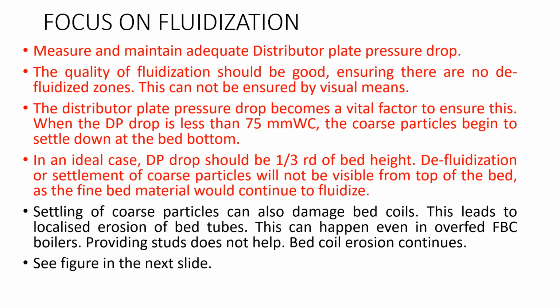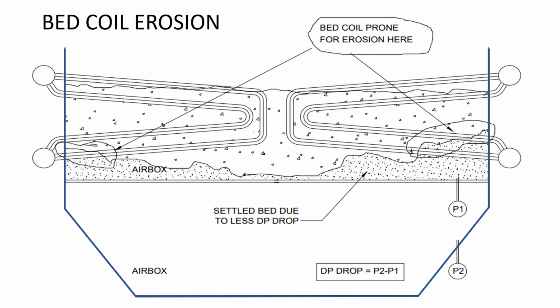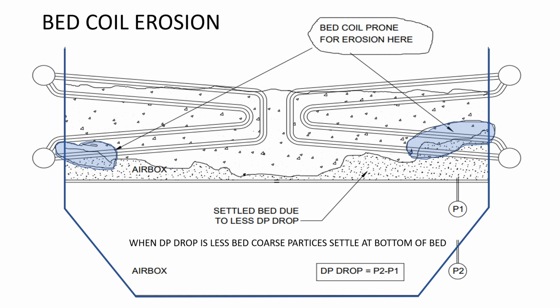Bed coil erosion continues. You can see the figure in the next slide, the bed coil erosion, and here you will see the bed coils, and they have the erosion generally at these places. So when the DP drop is less, the bed coarse particles settle at the bottom of the bed, and that too at a particular site. So that has been marked in this figure. You can calculate the DP drop as P2 minus P1, and you should measure this always.